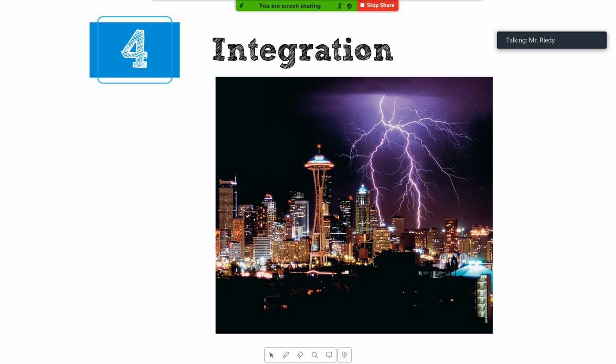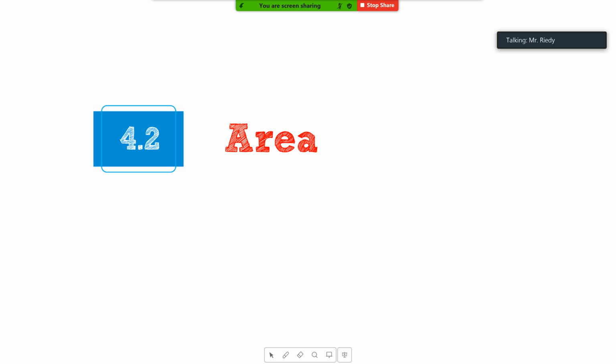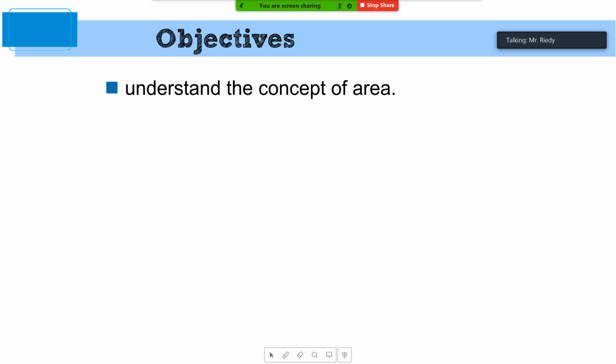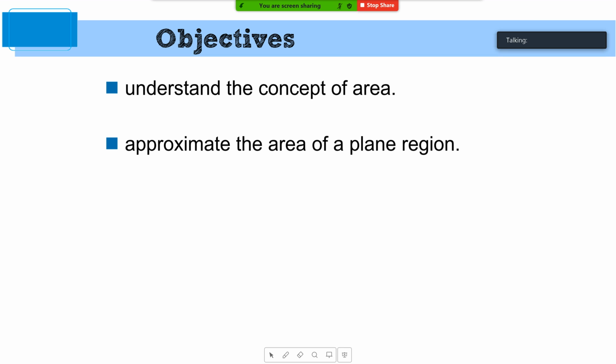Okay, so continuing on with integration, hopefully you have a pretty firm grasp of the basic idea of taking integration. We're going to take a break from that and talk about the physical representation of an integral. Okay, so that is area, by the way. That's because it says area right there. And we're going to understand the concept of area. I know you understand the concept of area because some of you had a fantastic geometry teacher. However, we're going to talk about the concept of area as it relates to calculus and integrals.